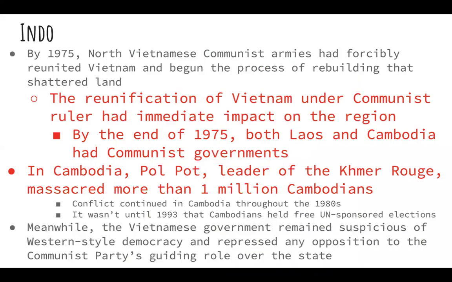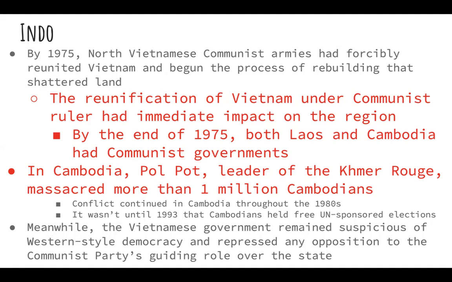So the North, we've talked about this already. In 1975, the North Vietnamese Communist armies forcibly reunited Vietnam, and began the process of rebuilding that shattered land. The reunification of Vietnam under communist rulers had an immediate impact on the region. By the end of 75, both Laos and Cambodia had communist governments. In Cambodia, one leader, Pol Pot, leader of the Khmer Rouge, massacred more than 1 million Cambodians.